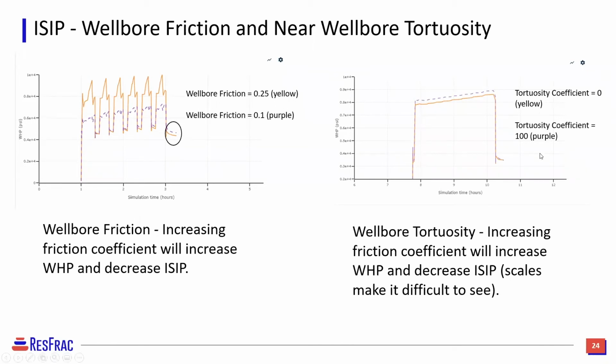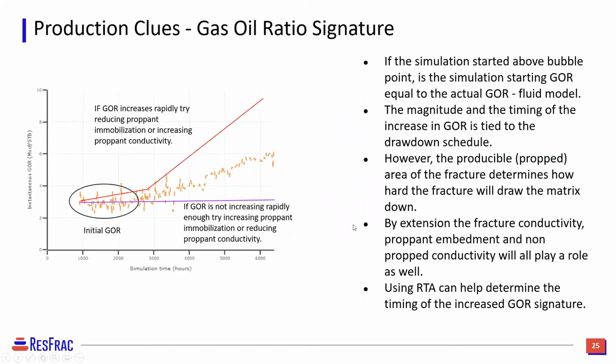And this is just with 2 different tortuosity coefficients in there. Okay, so now that we've gone through how we use the fiber production interference testings, how we use ISIP data and wellhead pressure data, finally, we're going to look at just a couple of clues that just production can give us with respect to especially propped geometry.